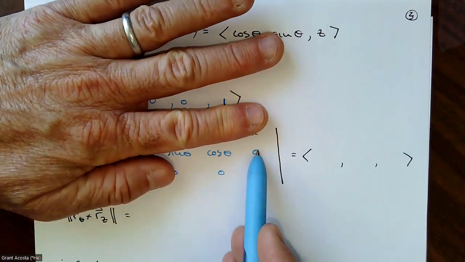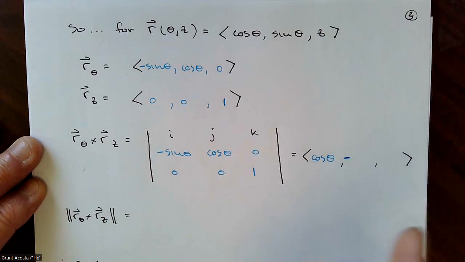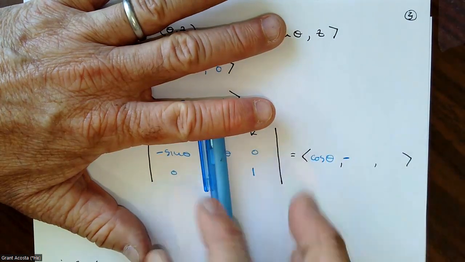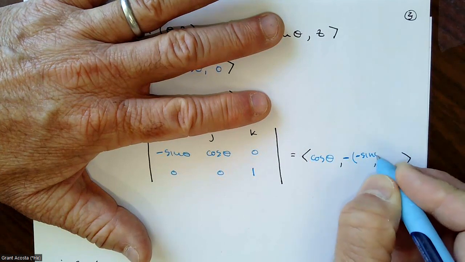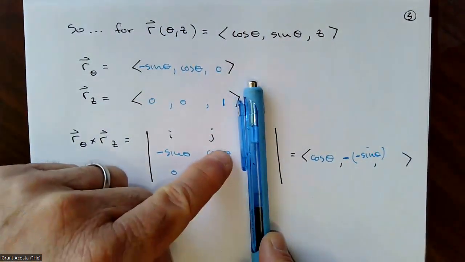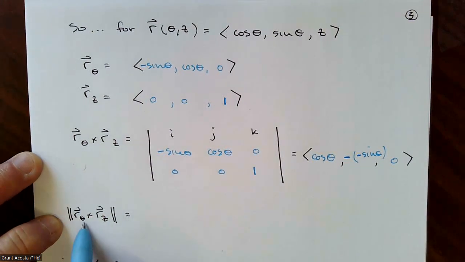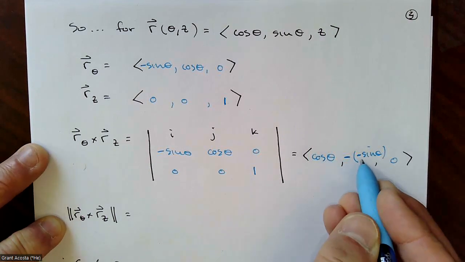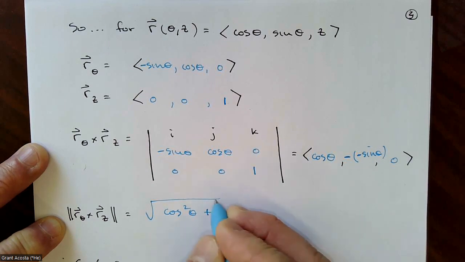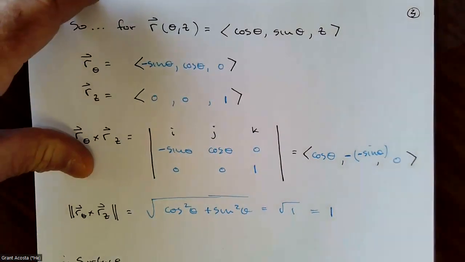So cosine of theta times 1 minus 0 is just cosine theta. Remember, the j component automatically gets a negative. Block out the row and column j's in. Determinant is negative sine of theta minus 0. So it's the negative of negative sine theta, which is positive sine theta. And for my k component, row and column blocked out, determinant is 0 minus 0. So that's just 0. And then the magnitude of the cross product is what we need. So since we just end up with cosine theta, sine theta, the magnitude is the square root of cosine squared theta plus sine squared theta. That's our favorite trig identity. That's just 1. So it turns out in this case, the cross product's magnitude is just 1.